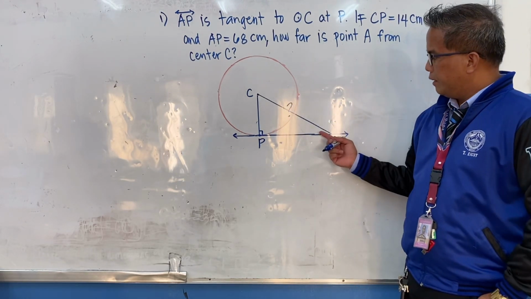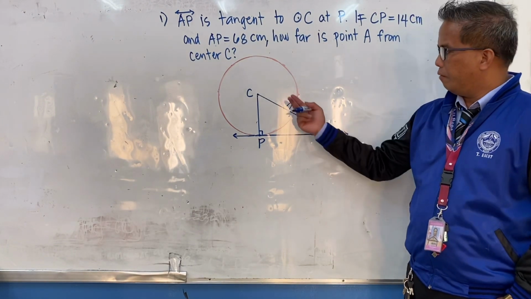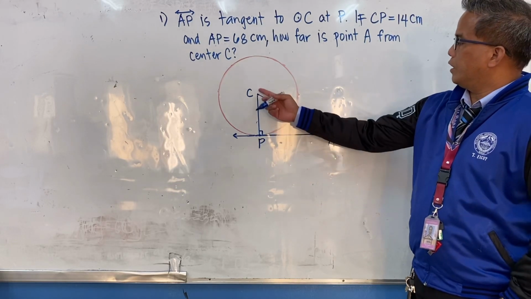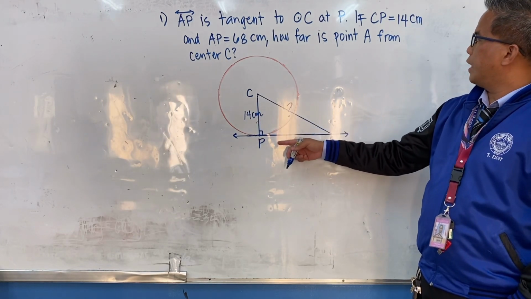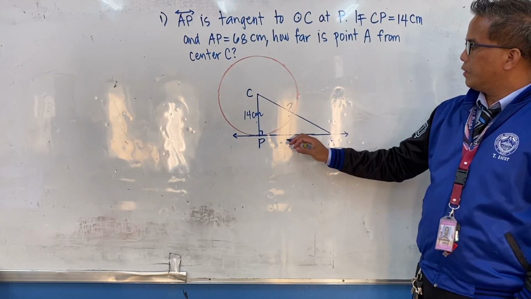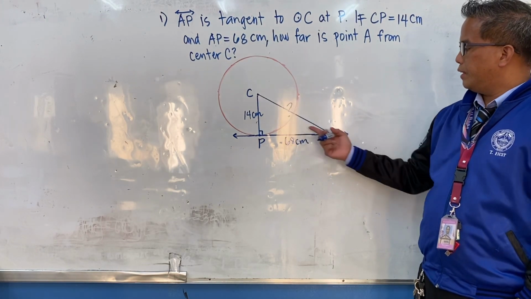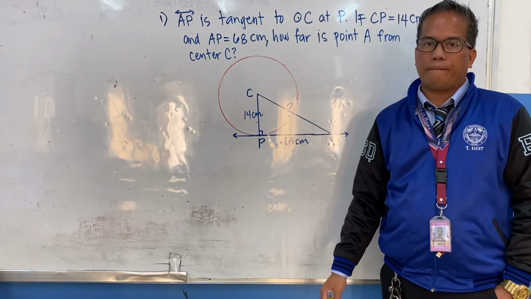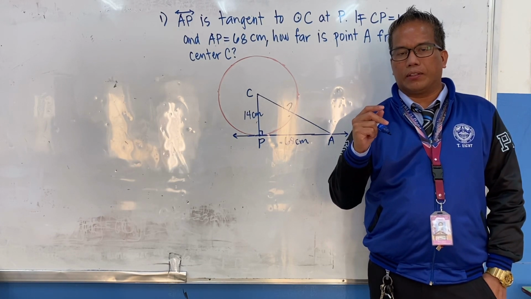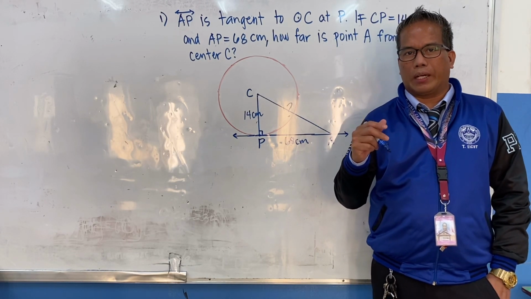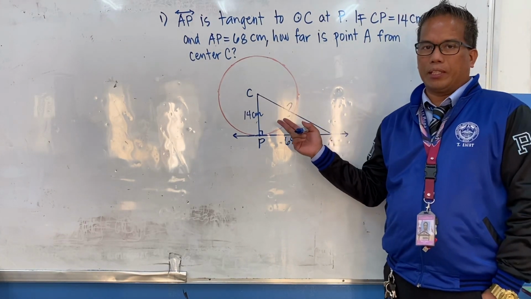So we have a right triangle here. If we will label the figure, this is CP, which equals 14 cm, and this is AP, 68 cm. We are going to find segment CA. I know you already have knowledge about the Pythagorean Theorem. We can apply it here, especially since this is a right triangle. So the missing side is the hypotenuse.